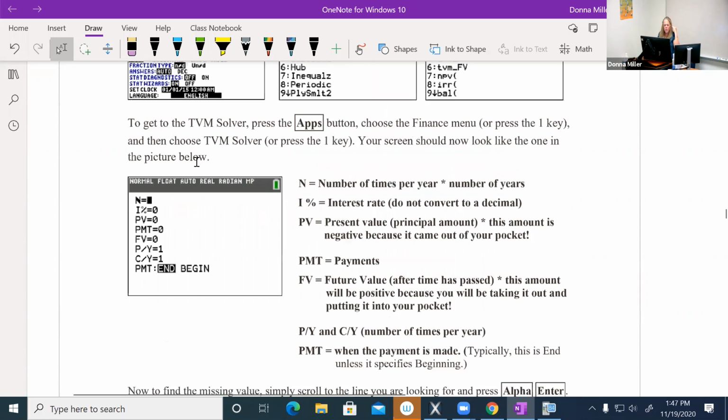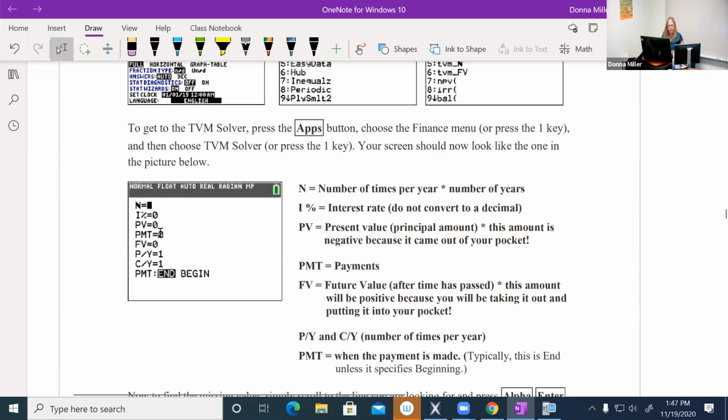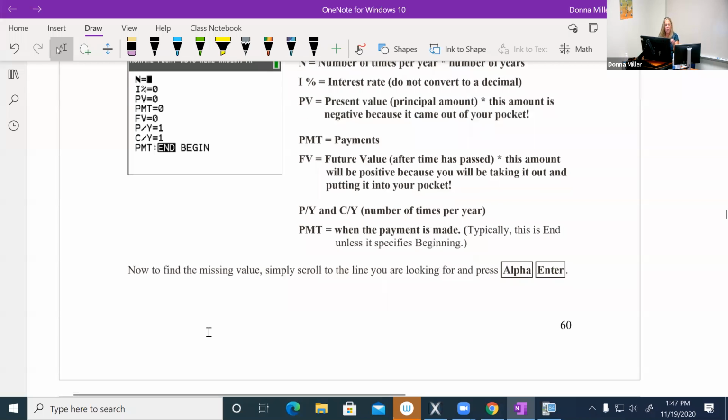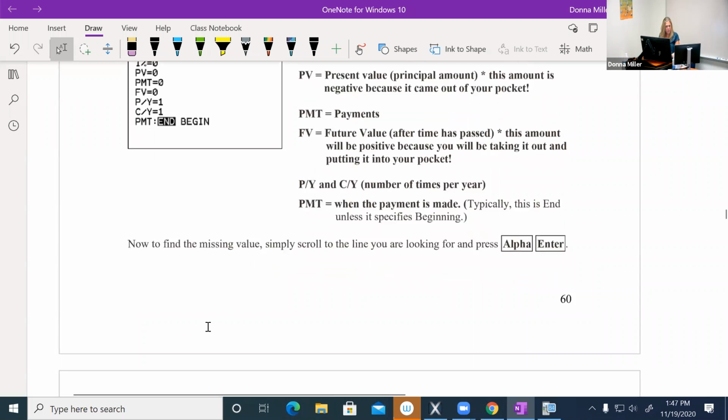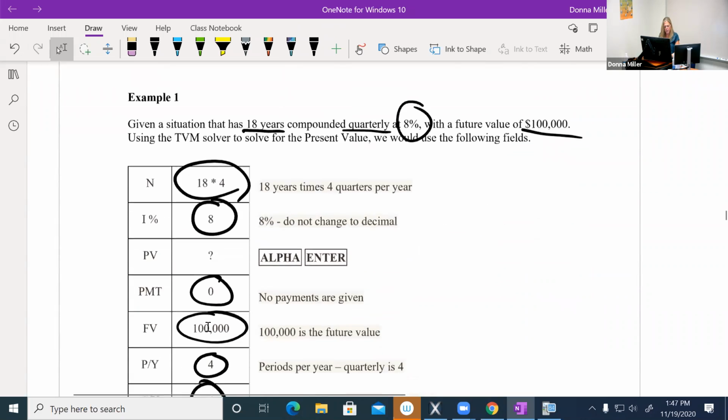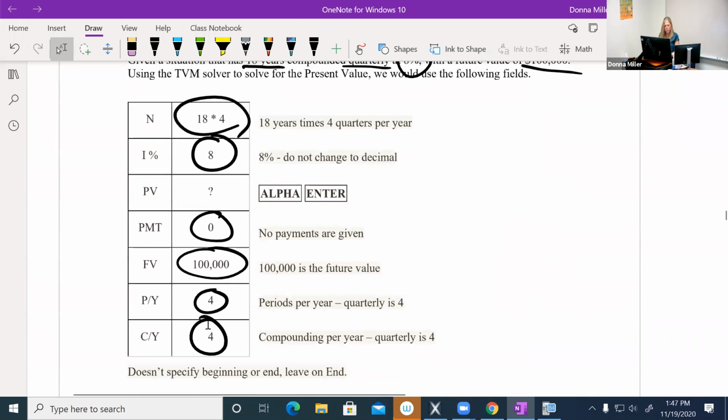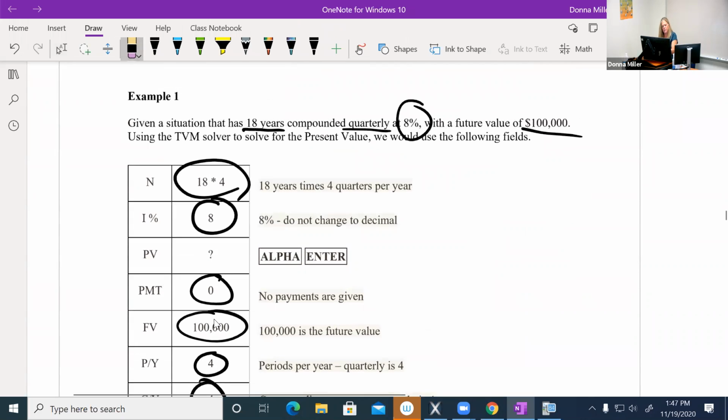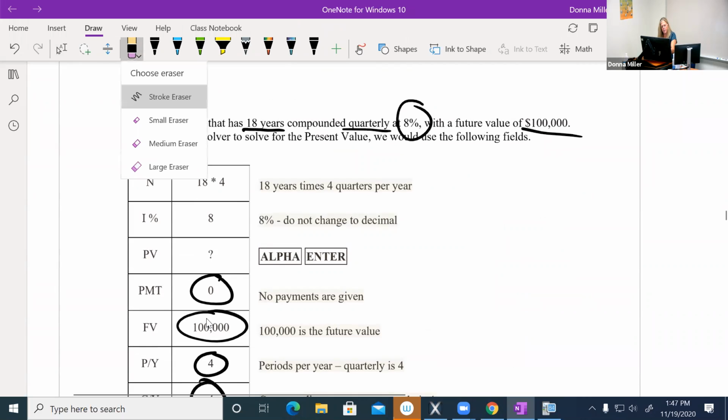And you're going to be missing one value in your list. To solve it, we hit alpha solve, or alpha enter. We'll look at that. We're going to work a problem. My suggestion to you is to make a list of all this stuff, because this is what you have to enter. You will have everything but one of these when you're done.